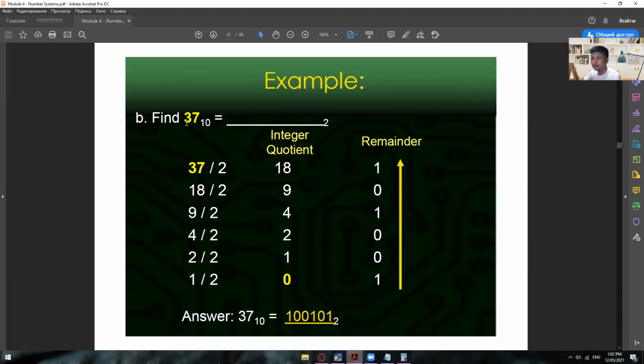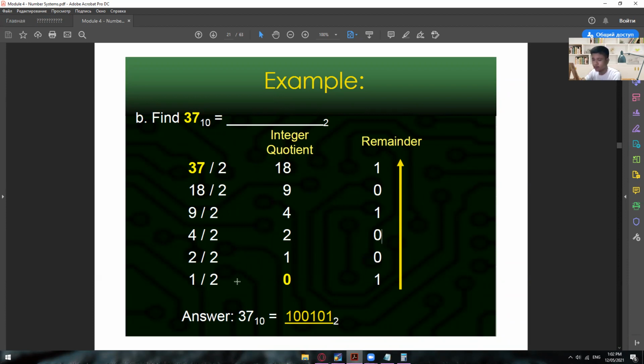So find 37 base 10 into binary. So it is asking us to convert this one from decimal into binary. So again, just copy that one. 37 divided by 2 is 18, remainder 1. And then just copy this one as it is. So 18 divided by 2 is 9, remainder 0. And 9 divided by 2 is 4, remainder 1. 4 divided by 2 is 2, remainder 0. And then 2 divided by 2 is 1, remainder 0.